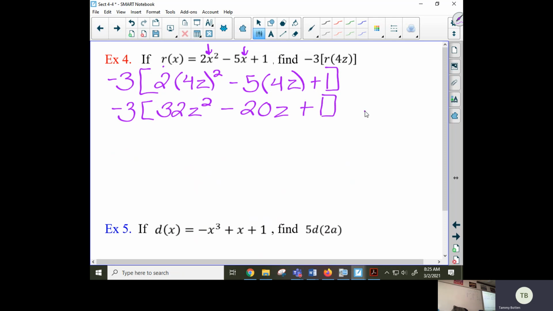Now we can't simplify inside of that, so all I have left then is I want to take this negative 3 and distribute it. So negative 3 times 32 is negative 96z squared. Then negative 3 times negative 20z is plus 60z. And then negative 3 times 1 is minus 3. So that would be our answer.